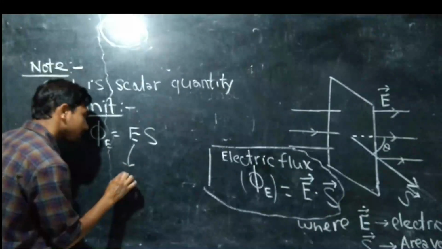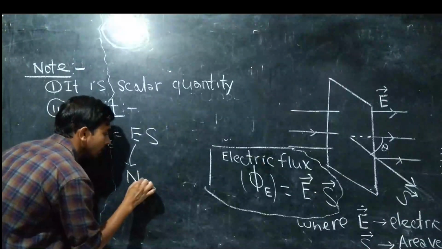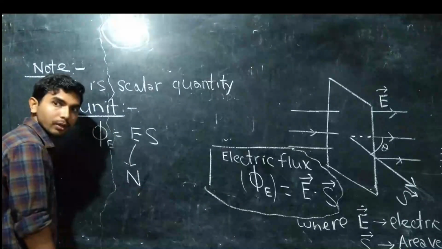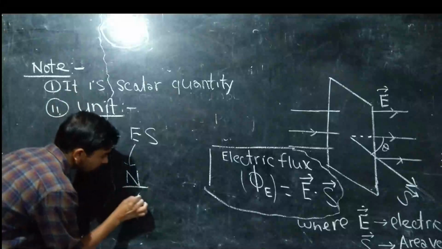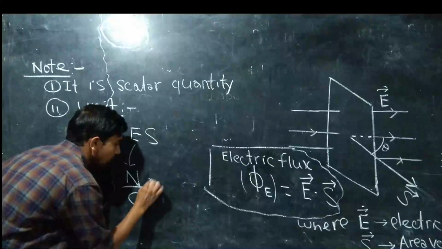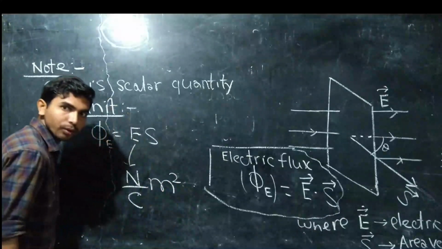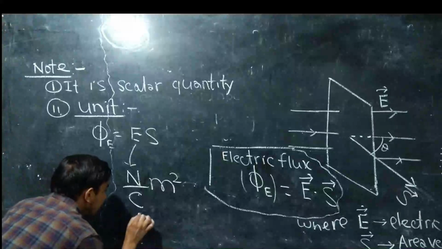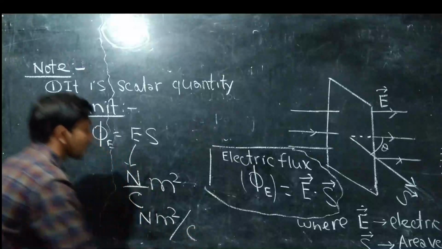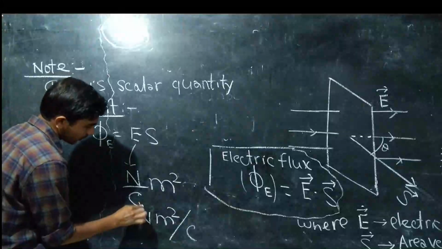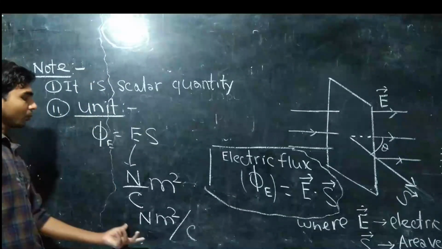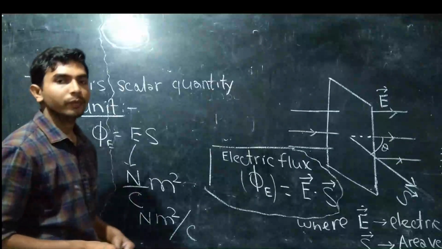And the unit of E is Newton per Coulomb. And S is area and the unit of area is meter square. So further we can write here the unit of electric flux is Newton meter square per Coulomb. This is your unit, right? So the unit of electric flux is Newton meter square per Coulomb.